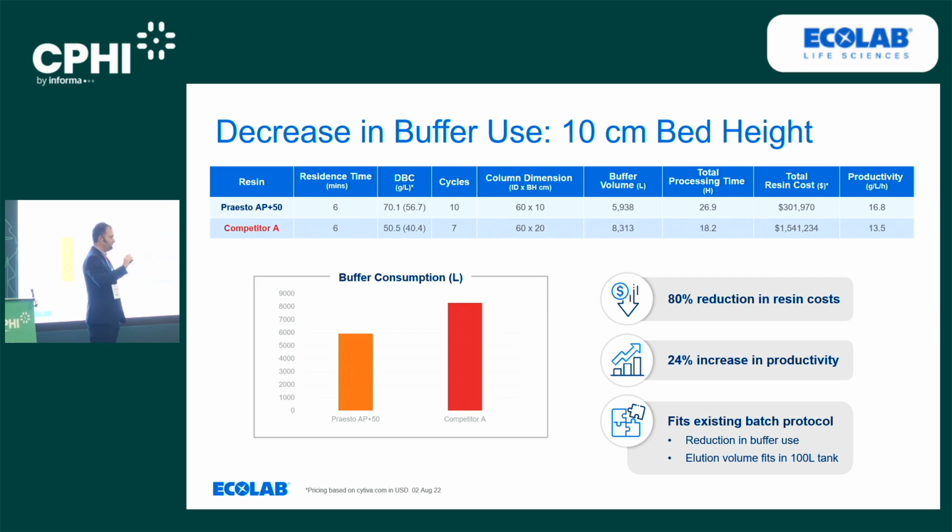Because you're using only half of the resin, we're going to be running that at 3 minutes resin time. We know that 3 minutes resin time can be equivalent to 50 grams per liter, so we are matched here, okay? Because we are dropping the bed height and increasing the resin time, we now need to run 14 cycles to get the same processing. So we still need to process these 2,000 liters.